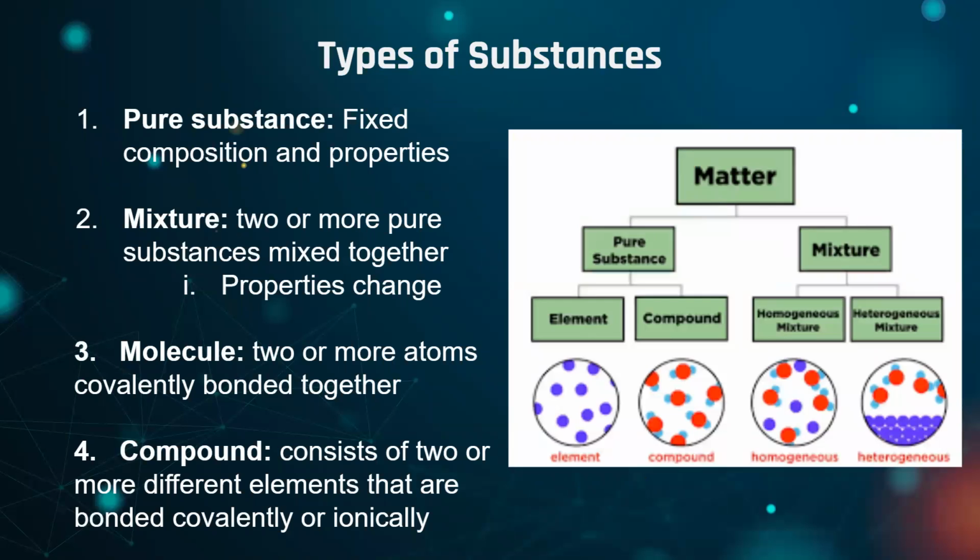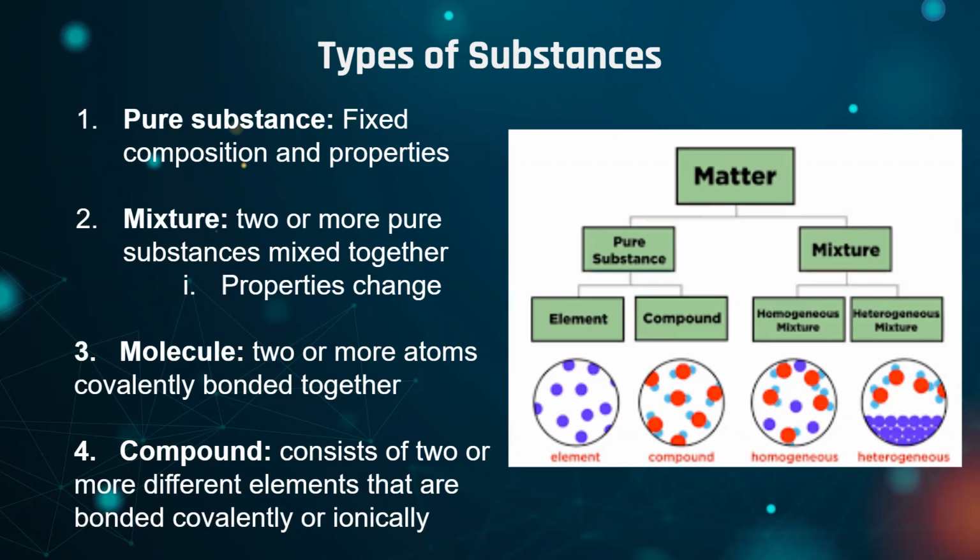Moving on to types of substances, we have matter being divided into two categories, a pure substance and a mixture. A pure substance has a fixed composition and fixed properties, whereas a mixture is two or more pure substances mixed together, and those properties will change. So a pure substance could be either an element or a compound. So you can have iron would be a good example of a pure substance, but salt, sodium chloride, would also be an example of a pure substance. Iron is one element, and salt, sodium chloride, is a compound.